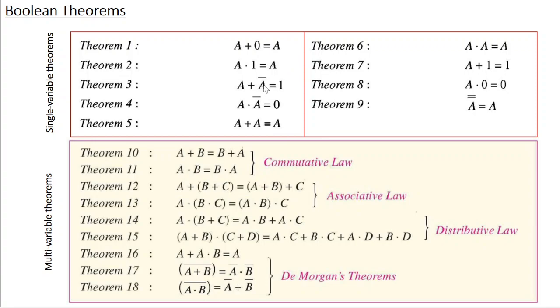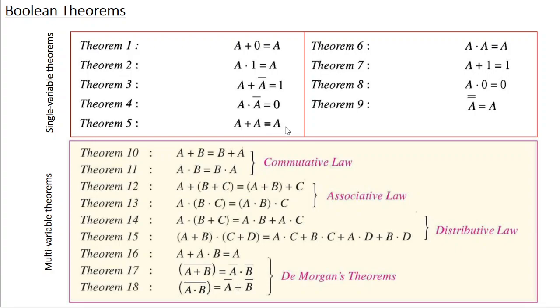A plus A complement equal to 1. If you keep A as 1, A complement is 0, 1 plus 0 is 1. If you keep A as 0, A complement is 1, 0 plus 1, once again 1. A dot A complement equal to 0. If A equal to 0, A complement is 1, 0 dot 1 equal to 0. If A is 1, A complement is going to be 0, 1 dot 0, once again going to be 0.